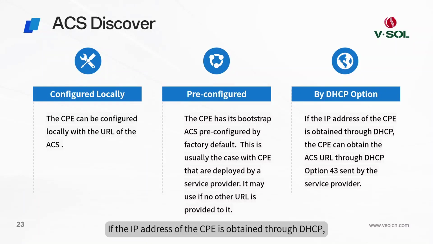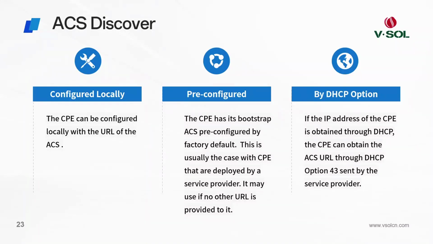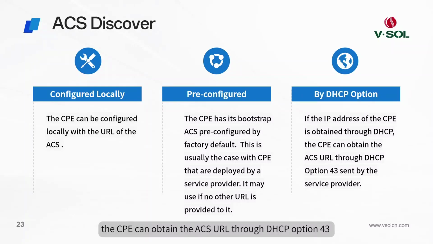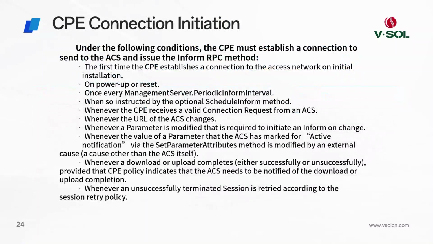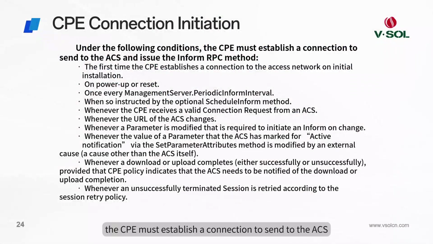If the IP address of the CPE is obtained through DHCP, the CPE can obtain the ACS URL through DHCP option 43 sent by the service provider. Under the following conditions, the CPE must establish a connection to send to the ACS and issue the inform RPC method.